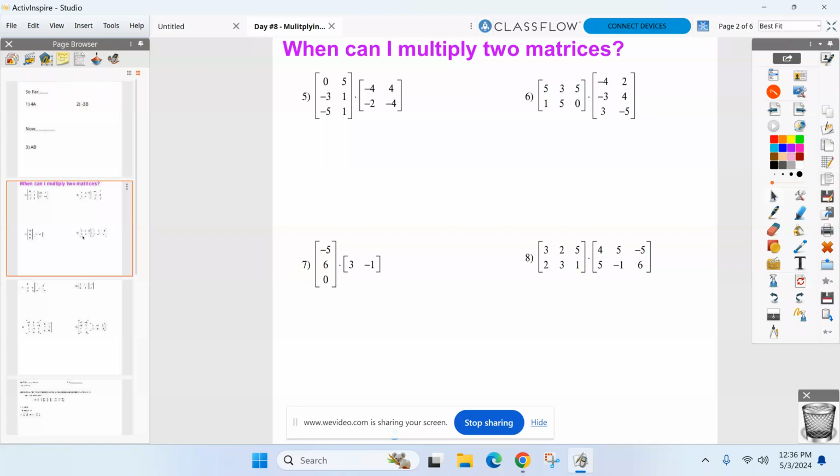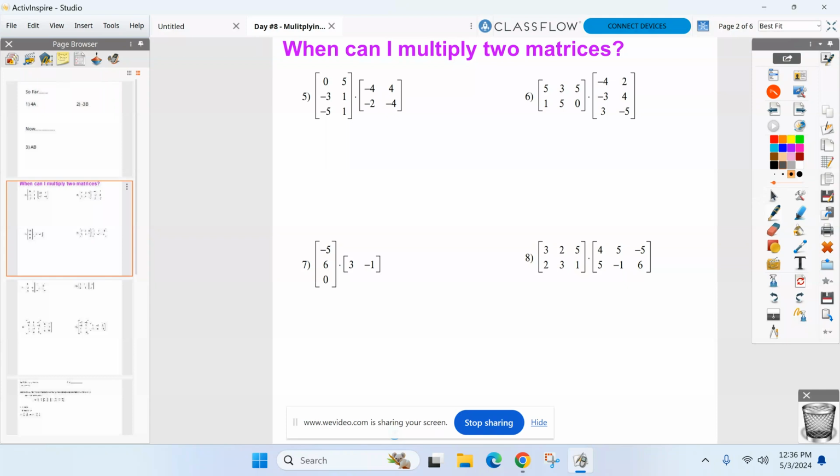Remember when we added and subtracted, both matrices needed to be the same size, correct? That does not have to happen for multiplying matrices, though. They do not have to be the same size, but they do have to follow a rule. Take a look at this rule. Again, this is not in your packet. I just want you to know, before I show you how to multiply, when to multiply.